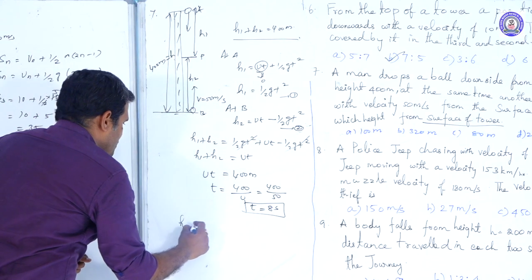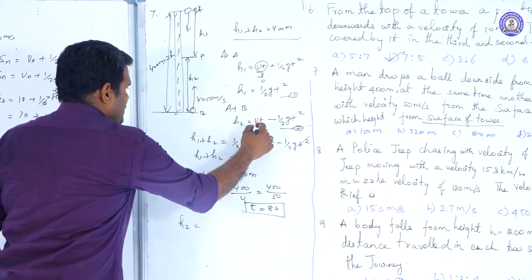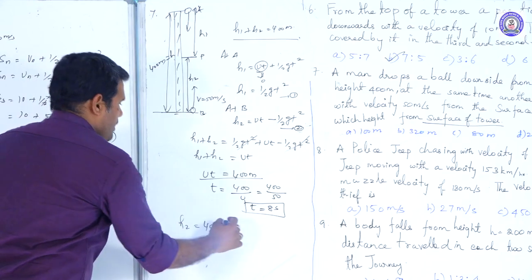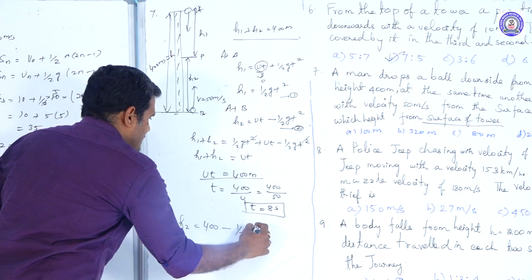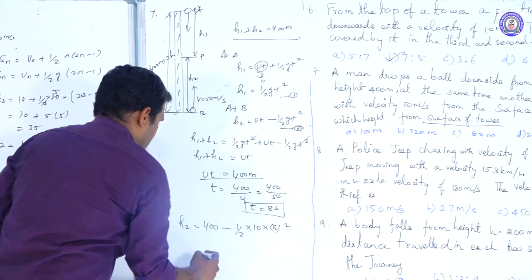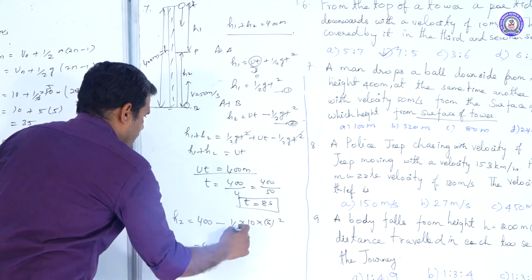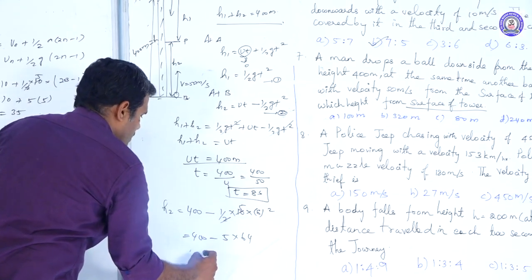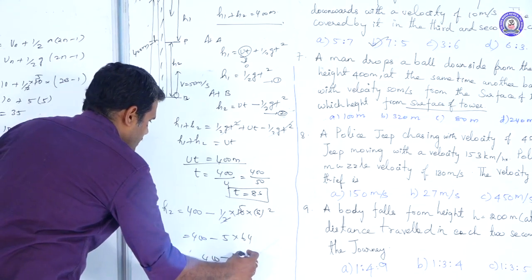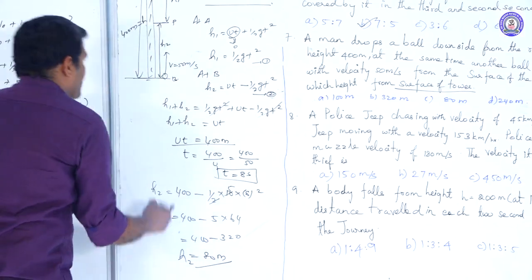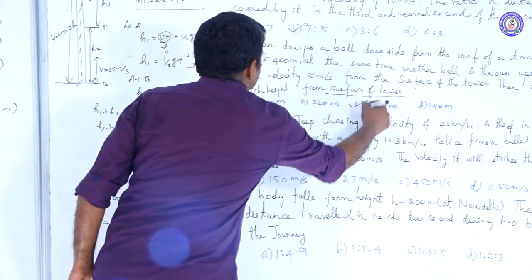Now to calculate h2, we can use the formula. As ut is calculated as 400 meters, I can directly substitute 400 minus half, g is 10, and time is 8 seconds, so it is 8 square. This is 400 minus 5 into 64. This is 400 minus 320, so 80 meters. h2 is 80 meters. Third option.